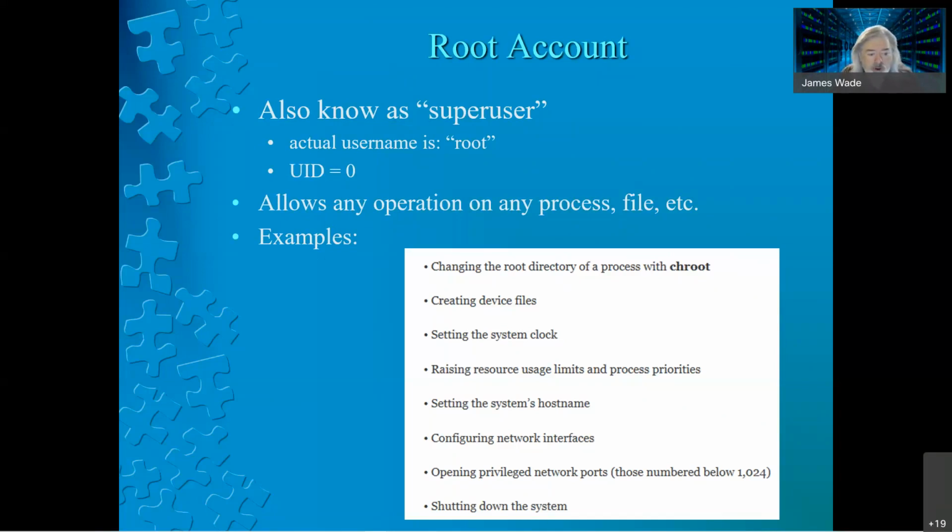Root account, also known as, you might hear it as, super user. The actual username is root. It has a UID of 0. It allows any operation on any process, file, directory, anything. It has the ultimate power. Changing the root directory of a process with chroot. We can create device files, set the system clock. We can raise resource usage and process priorities, set host names, network interfaces. Basically, we can shut down the system. We can do everything when we are root.